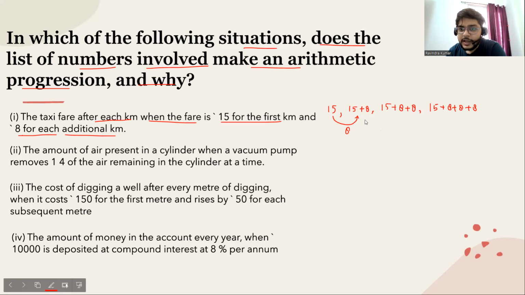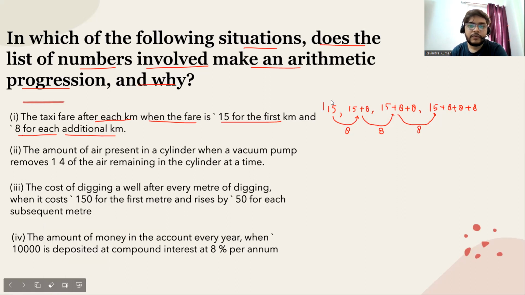Yes or no? When you look at these two terms, there is a difference of 8. Or when you look at this term, there is also a difference of 8. So you can say that there is a uniform common difference throughout the series. Okay, so this is our AP. This is an AP. Got it, the first one? Okay, now let's come to the next one.